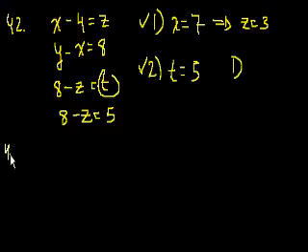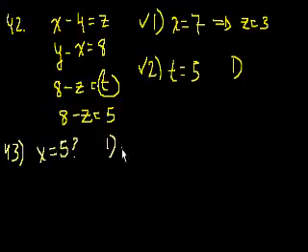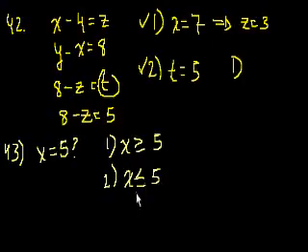Problem 43. Is x equal to 5? In statement number 1, they say x is greater than or equal to 5. Well, that doesn't tell me whether x is equal to 5. It just says it's greater than or equal to 5. Statement number 2 tells us x is less than or equal to 5. Once again, that does not tell me whether x is 5.